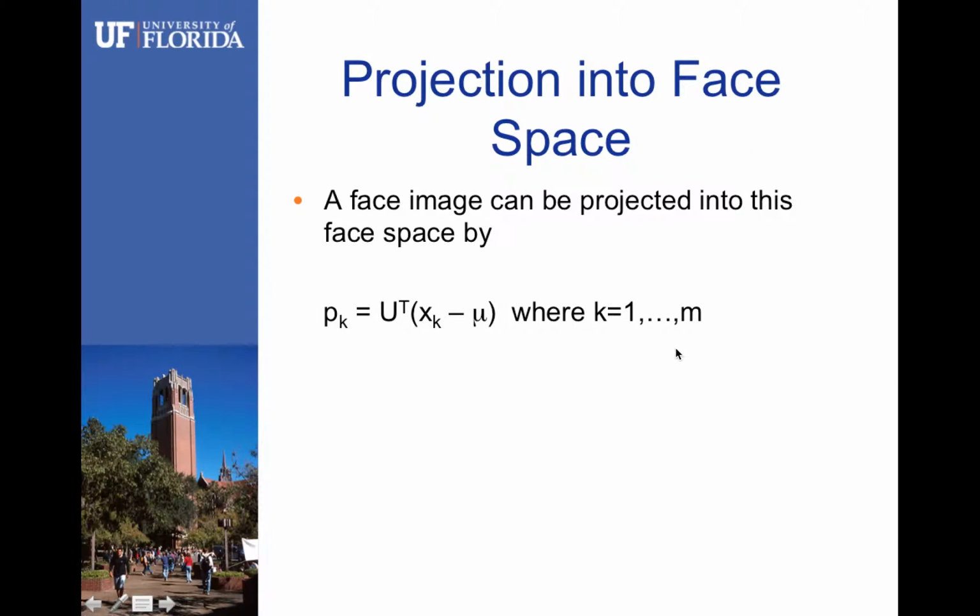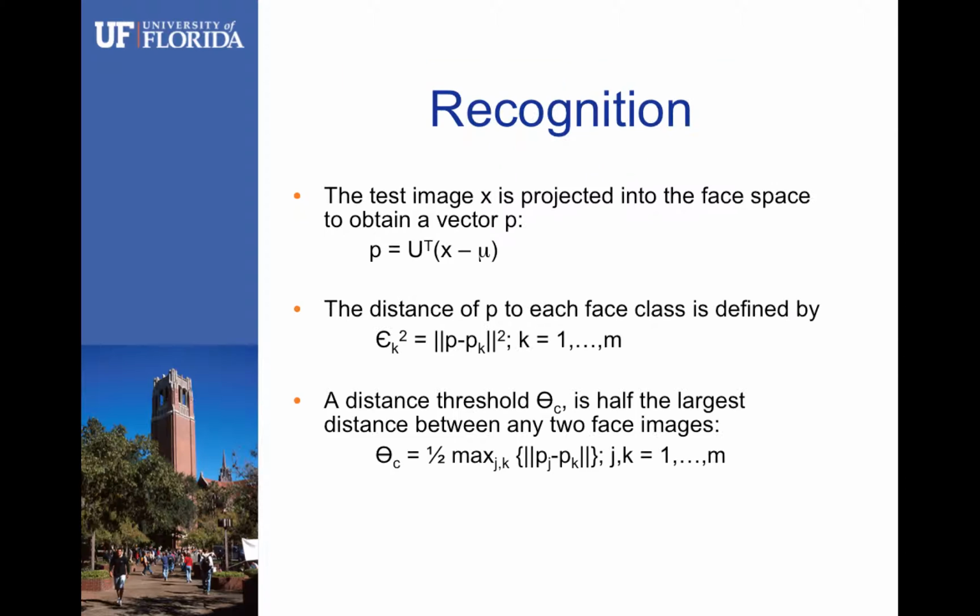Now let's talk about how to project the image into the face space. A face image can be projected into this face space by this formula here. Here k can be 1 to m. When k equals 1, we get dimension 1. When k equals 2, we get dimension 2. Finally, we can get a vector p, which is the projection of the image into the face space.